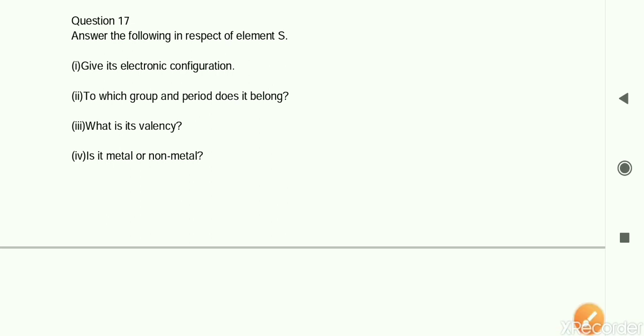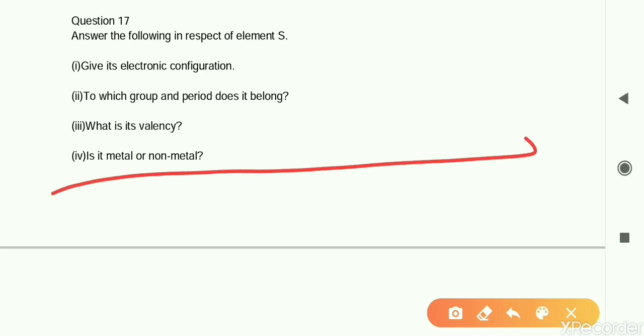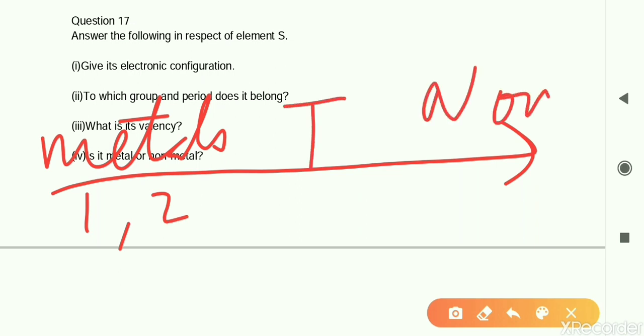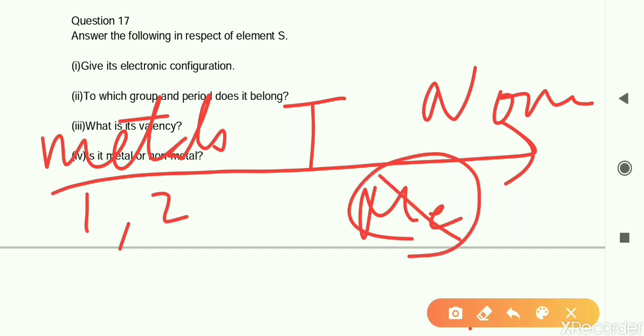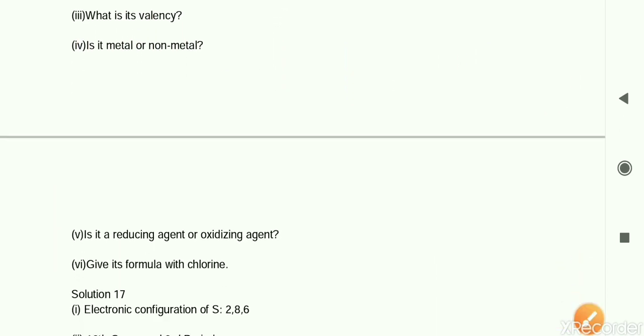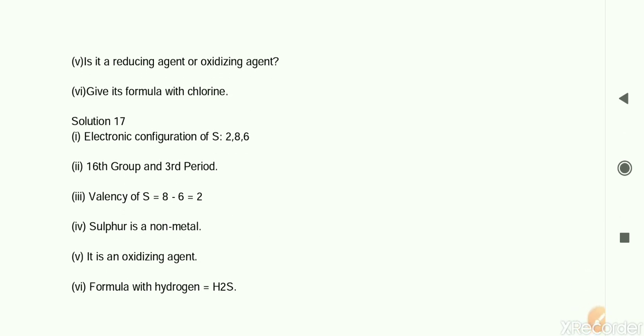Next one, it is a metal or a non-metal. Now it is belonging to which side of the periodic table? It is belonging to the 16th group. Now earlier class I told you, as you move to the right of the periodic table, left hand side are the metals only, group number 1 and 2, followed by the transition metals, followed by the non-metals. In between some metalloids are also there. So in the group number 16, sulfur is a non-metal. Answer of this is non-metal. Answers are on the next page. Here all the answers are there.